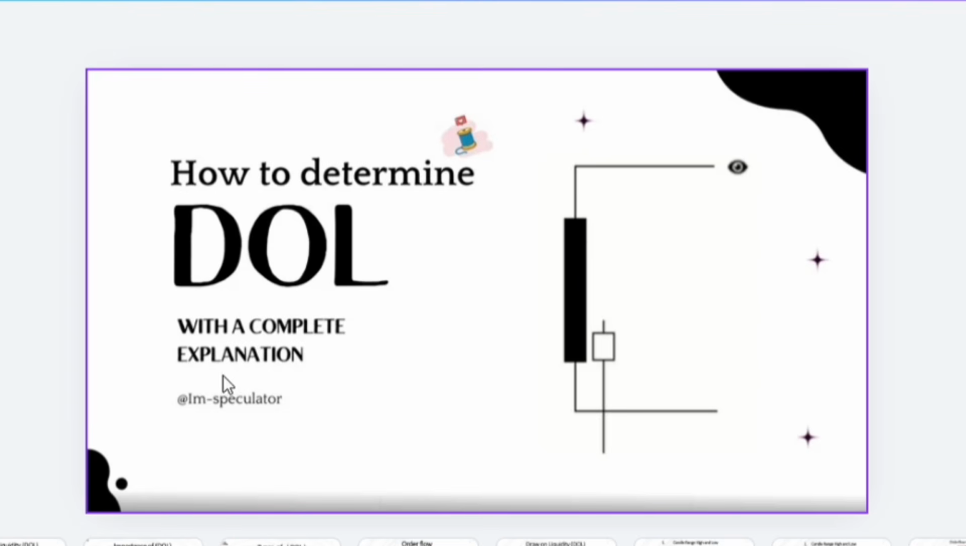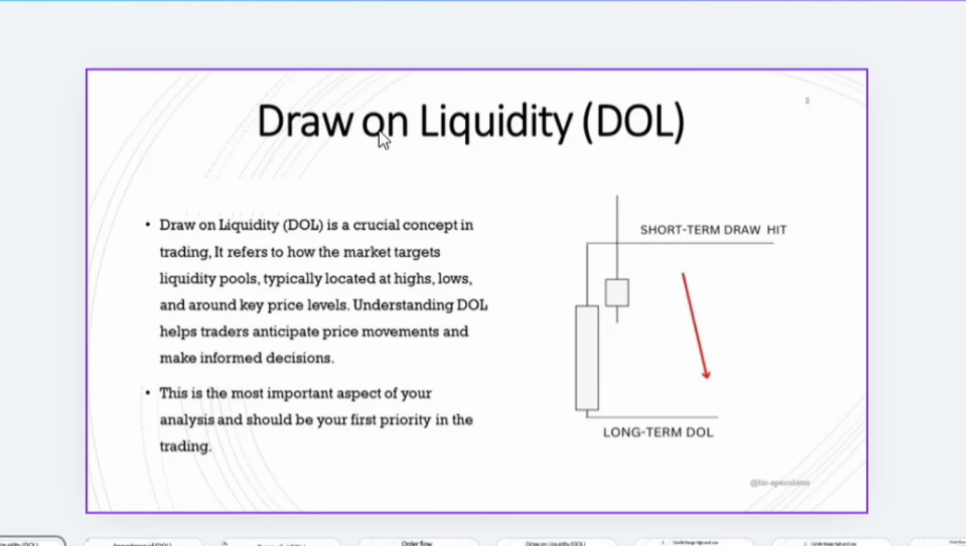So first of all, what is draw on liquidity? Now, listen very well. Draw on liquidity is a crucial concept in trading. It refers to how the market targets liquidity pools located in the highs and lows of candles.